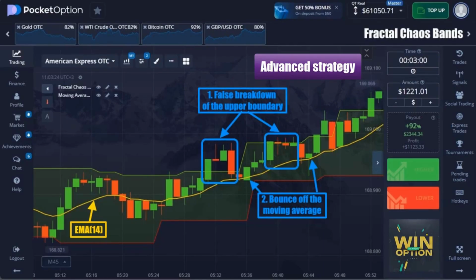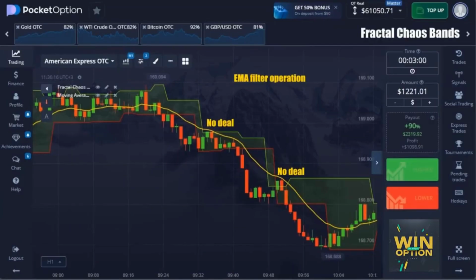The screen shows that if we bought call options on the candlesticks following the ones labeled as a bounce from the average, we would have made a profit in both cases. As a reminder, all trades are 3 minutes expiry, that is 3 candles on the M1 chart. In addition, EMA 14 acts as an additional filter on trades.